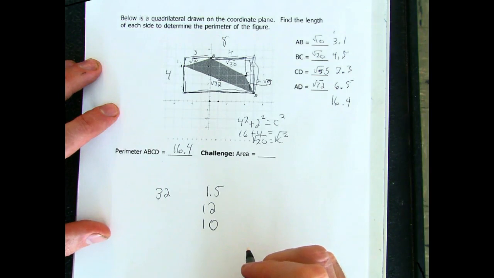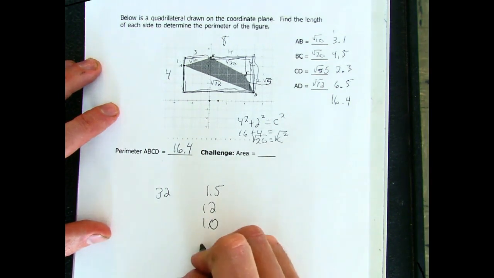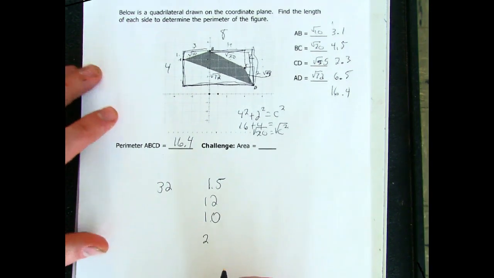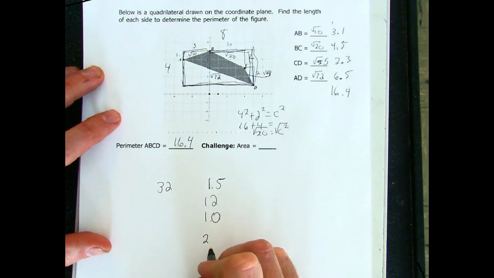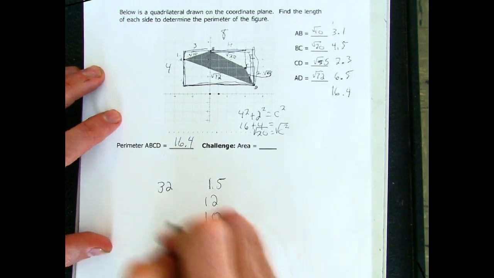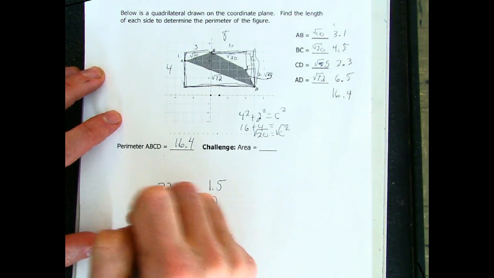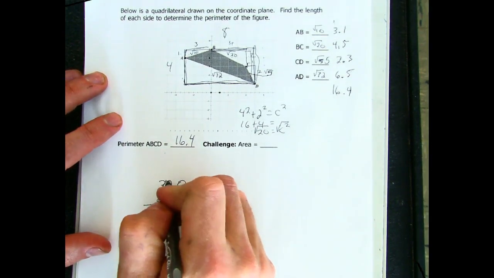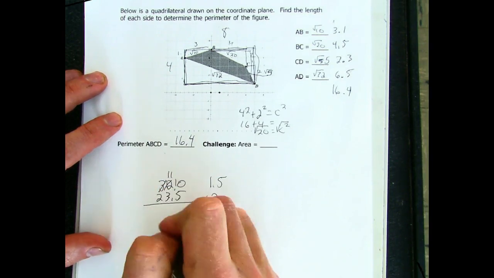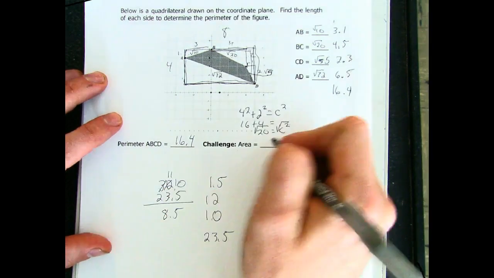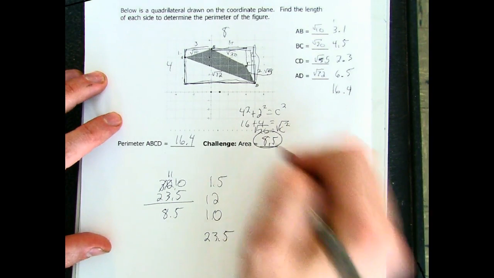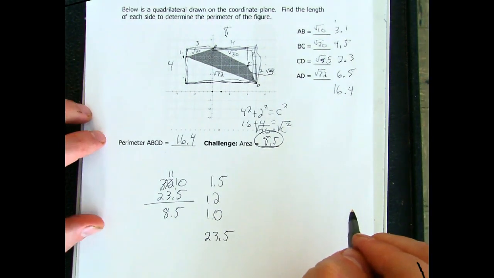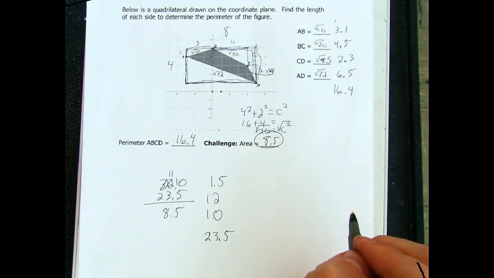All right, and so now I add these up, and what do I get is 23.5, and then I subtract it from here. Okay, so then I would have to borrow. And we get 8.5, so that is my area is 8.5. So hopefully that makes sense of how I figured it out.